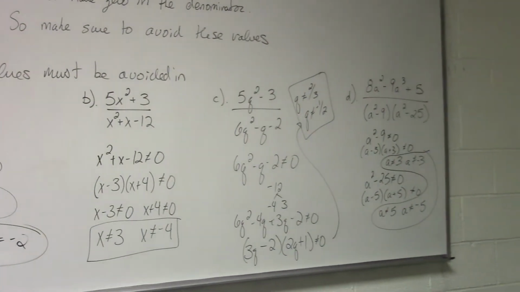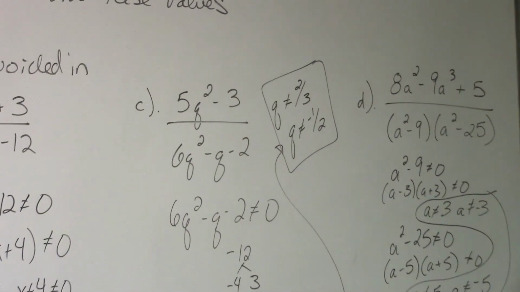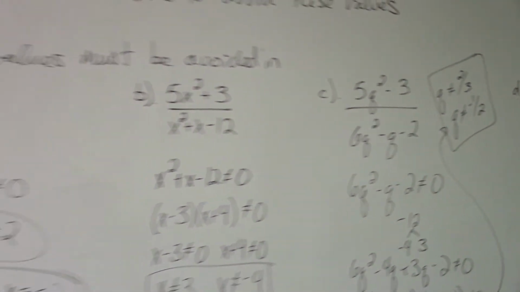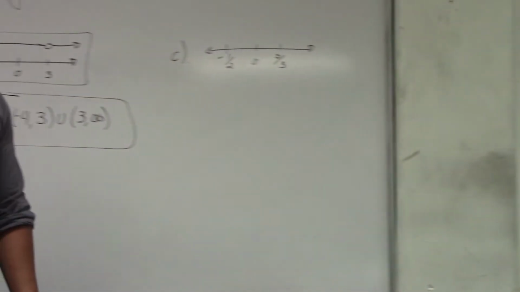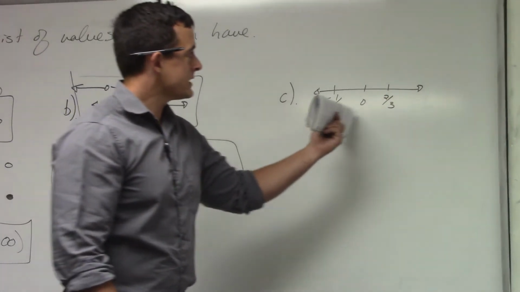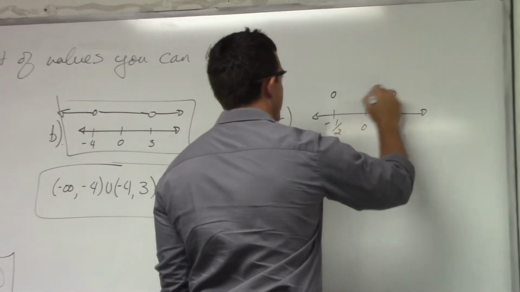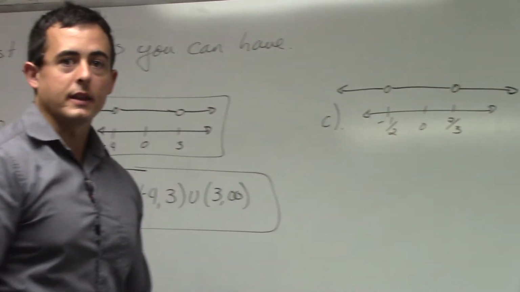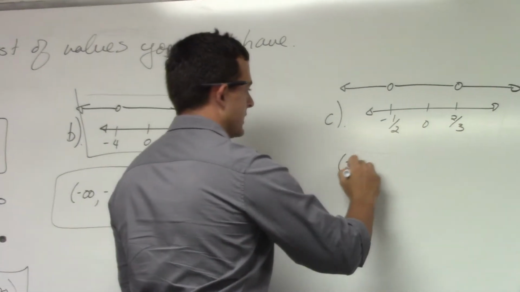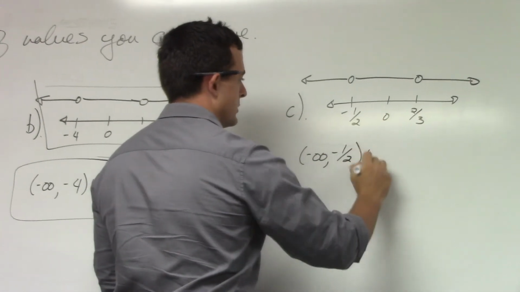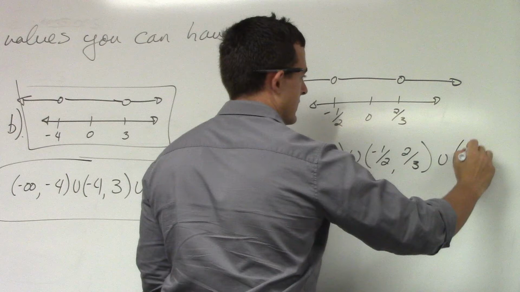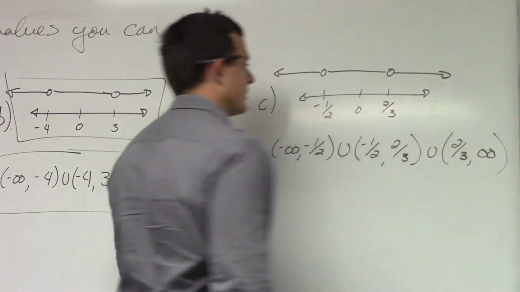Part C had the exact same thing. We could not have 2/3 and -1/2. So I know the numbers are different, but the idea is exactly the same. You cannot have this, you cannot have this, but all the other numbers are fine. So picture-wise, we're looking at it like that. Interval notation-wise, we're starting at -infinity, going up to the first problem, skipping over it, getting all the numbers that might happen in between them, and then everything that would happen after that number.